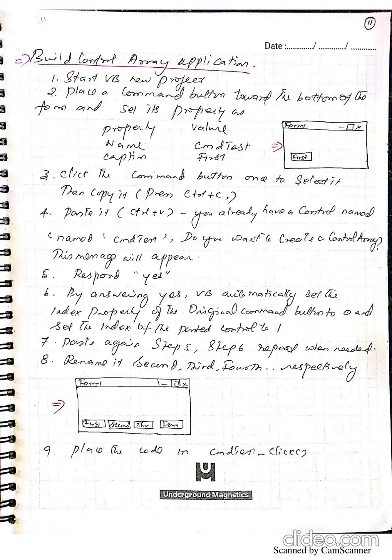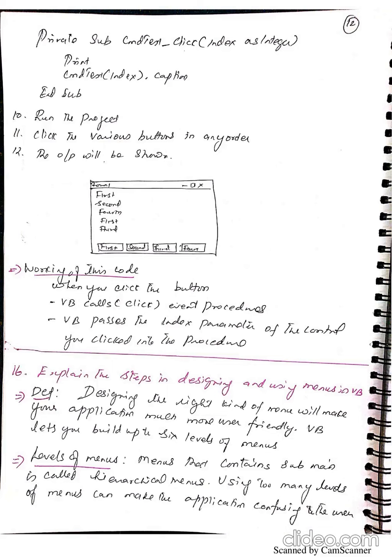Build a control array application. Start a new VB project. Place a command button toward the bottom of the form and set its properties: name as command test, caption as first. Click the command button once to select it, then copy it and paste it.